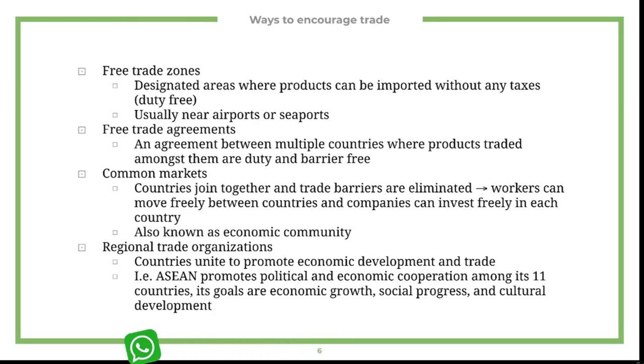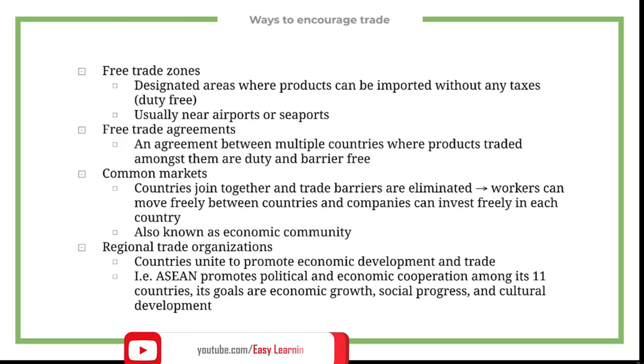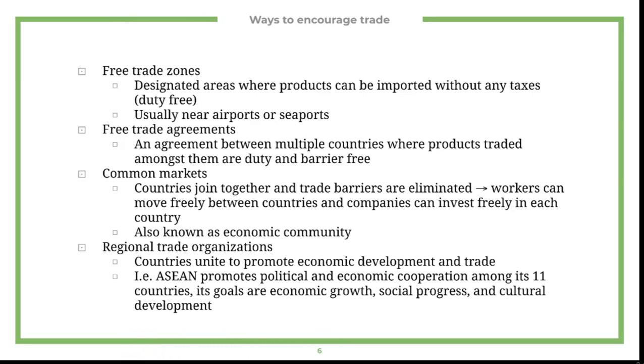And the last way to encourage trade is called a regional trade organization. This is where countries, again, band together, but in order to promote economic development and trade. So for example, ASEAN promotes political and economic cooperation amongst its 11 countries, and they do so in the hopes that they will be able to foster economic growth, social progress, and cultural development.